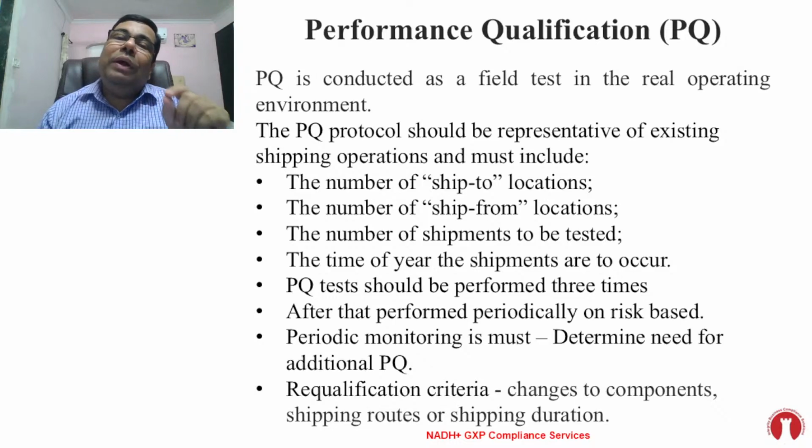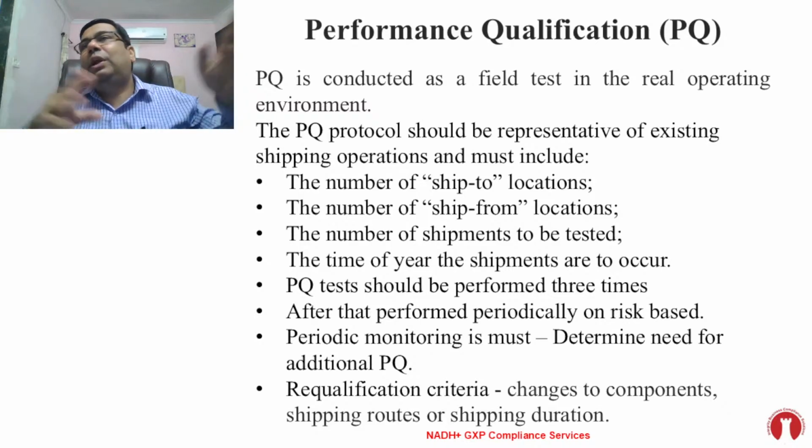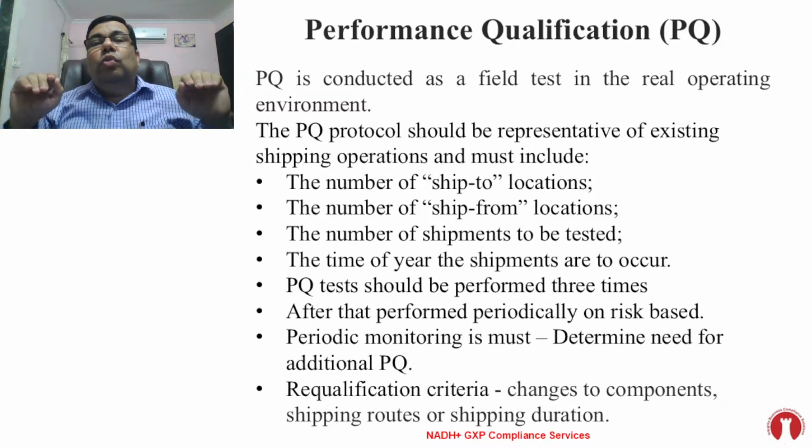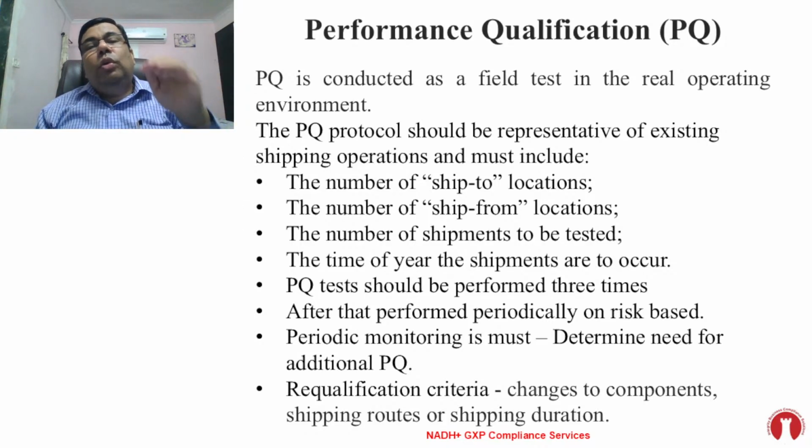And of course you need to assign some requalification criteria based on changes in the components, shipping routes or shipping durations. So how can you do the qualification? Suppose you are distributing goods to different countries, say 10 countries. You have to identify which route is more critical, which route is taking more time, which product is more critical. This way you identify the worst case scenario, and based on that you can perform the PQ.